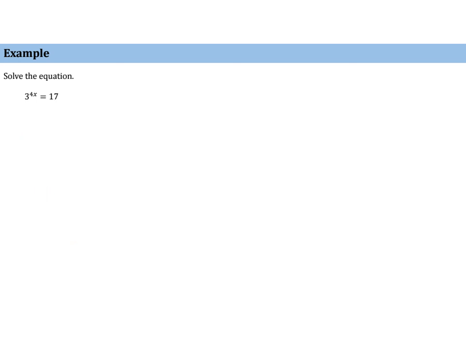Let's go ahead and try this one. What's different about this problem? On the left we have base 3, and 17, however, cannot be written nicely with base 3. So the one-to-one property of exponentials isn't going to help us here. What we can do is take the natural log of both sides. So we have the natural log of 3 to the 4x equals the natural log of 17. Now we can take that 4x and bring it in front.